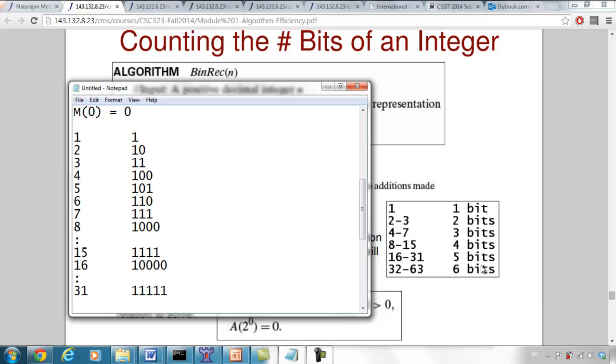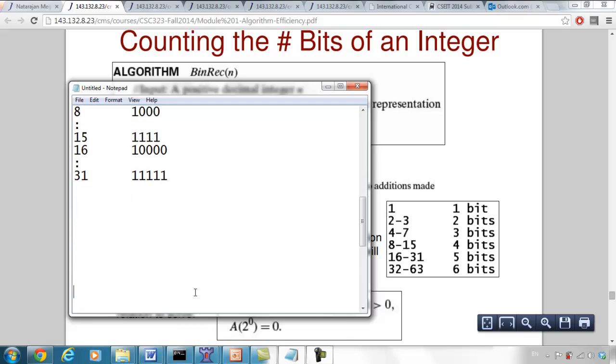Okay. Now what we are interested in is the runtime complexity of an algorithm to compute the number of bits. We are not interested in a recursion for the number of bits itself. What we are interested in is coming up with a recursion for the underlying algorithm that is used to compute the number of bits.